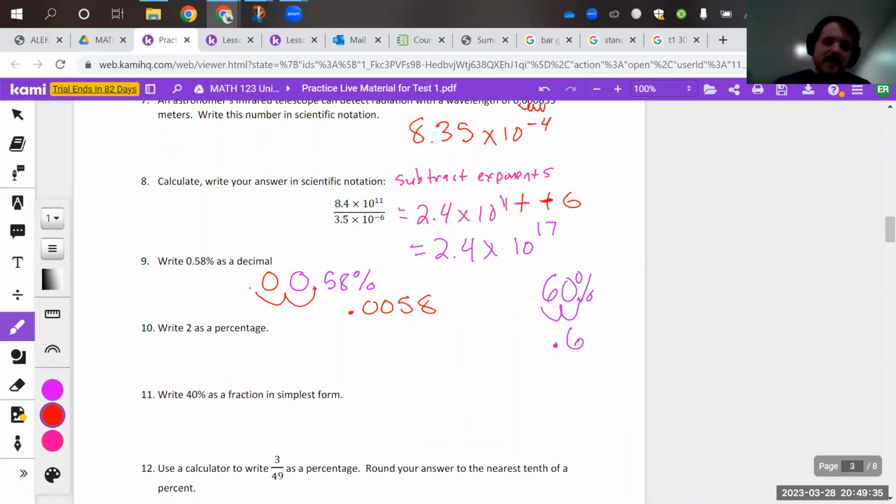Two as a percent. Again, if I wanted to write... What's the reasoning as to why you move it over two? Because it's out of 100. Good question. So, like if you in the calculator did 0.58 divided by 100, you would get that same concept.